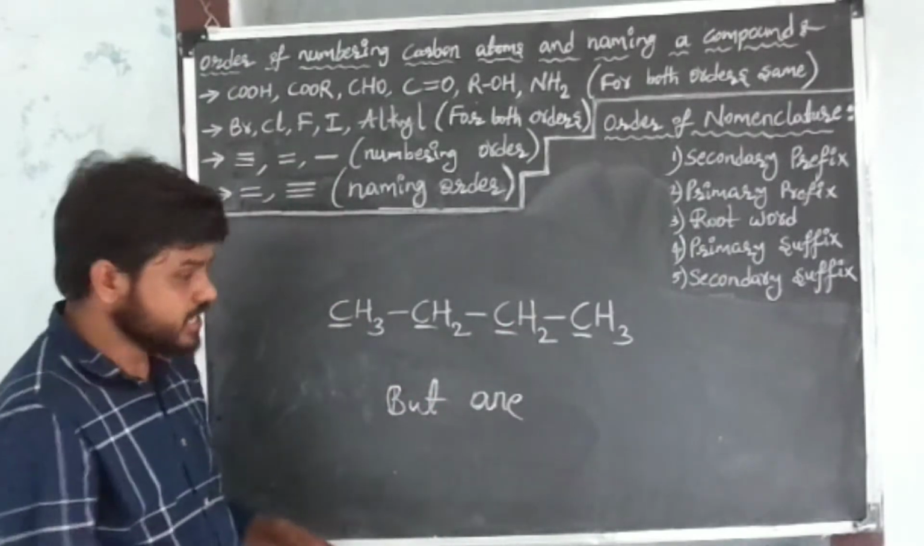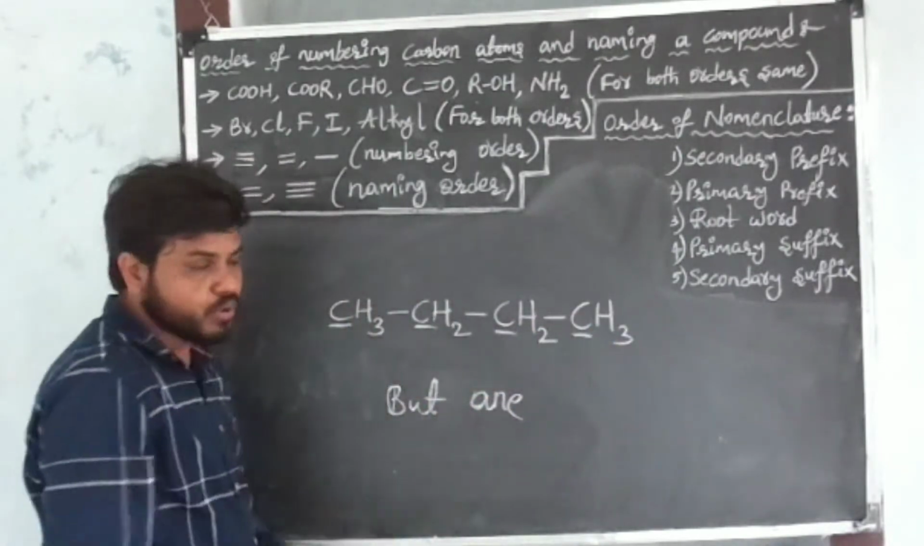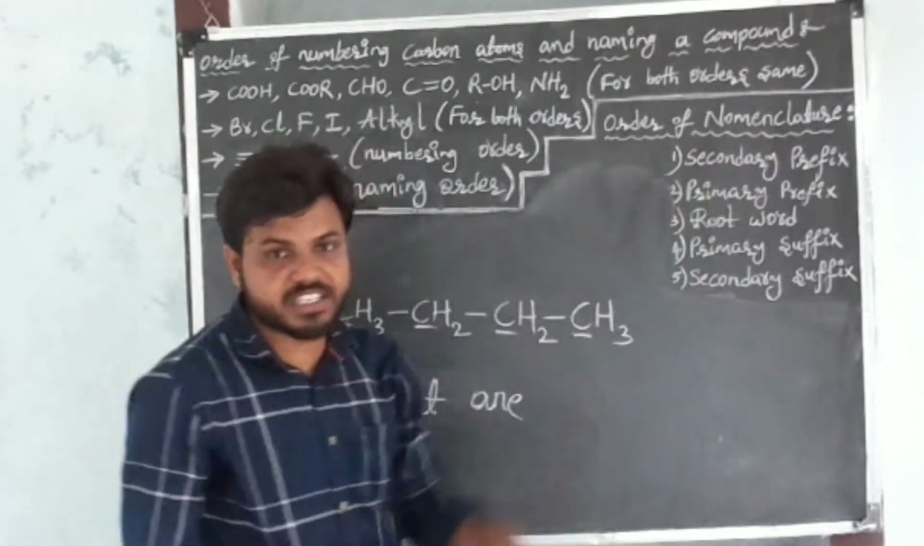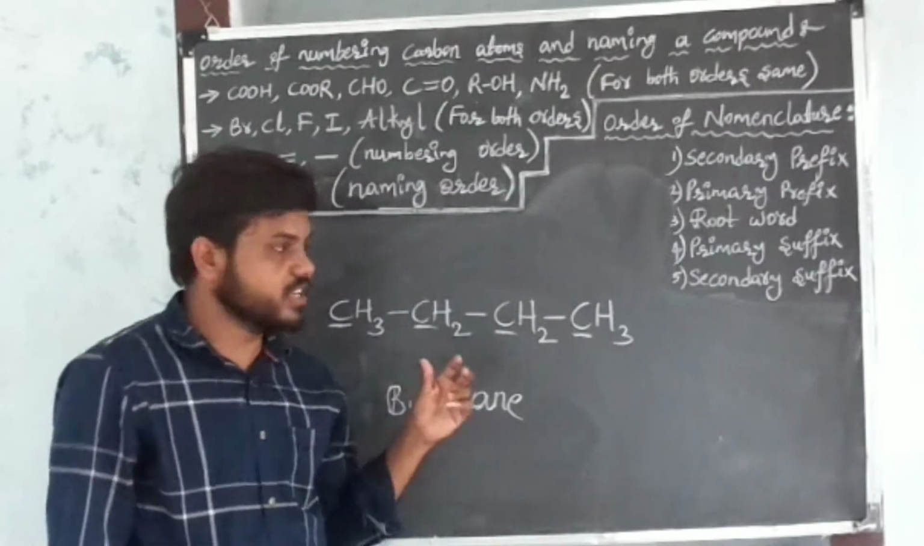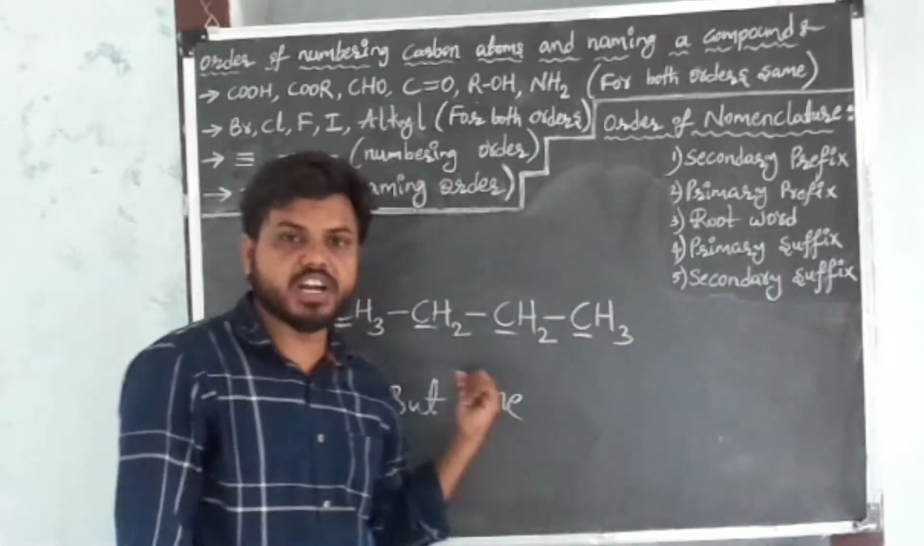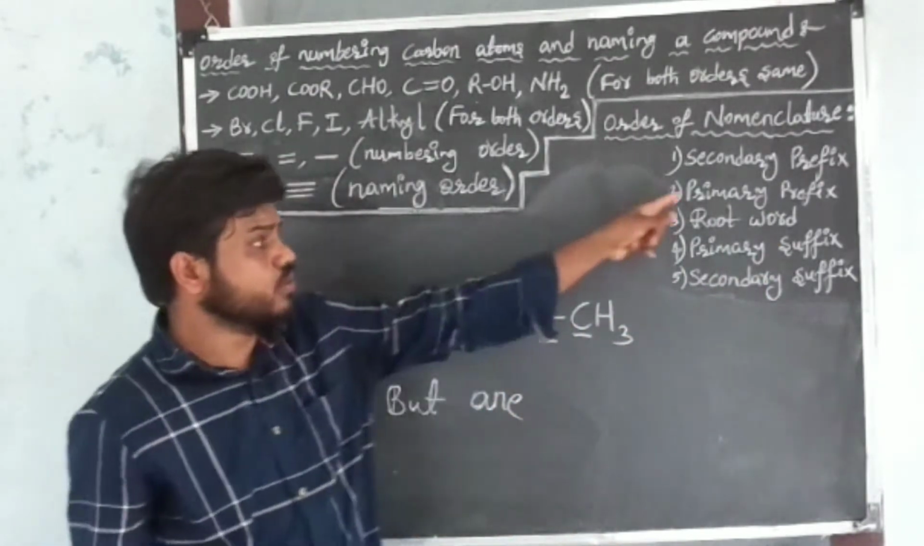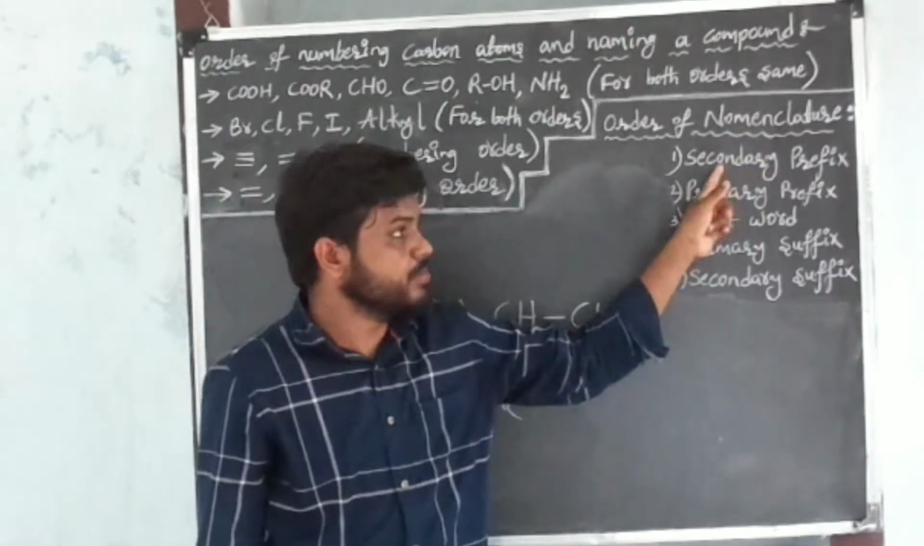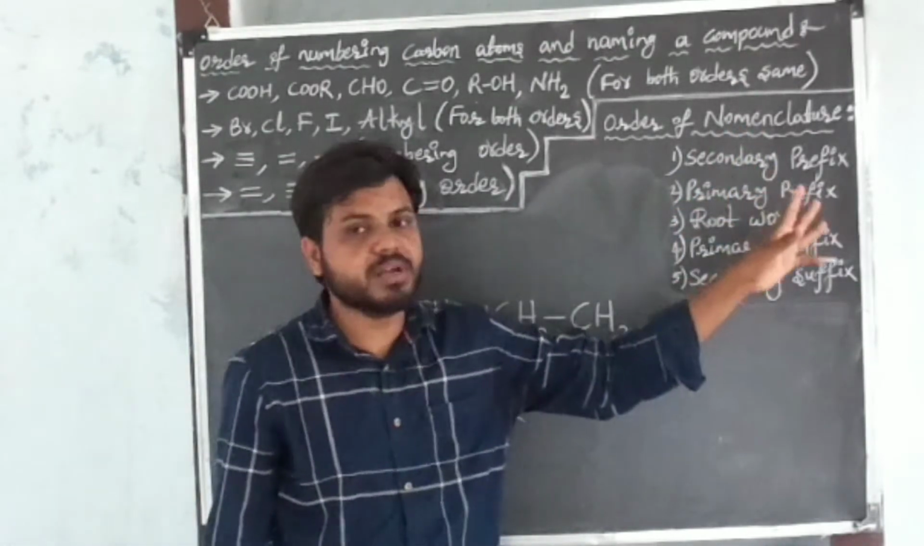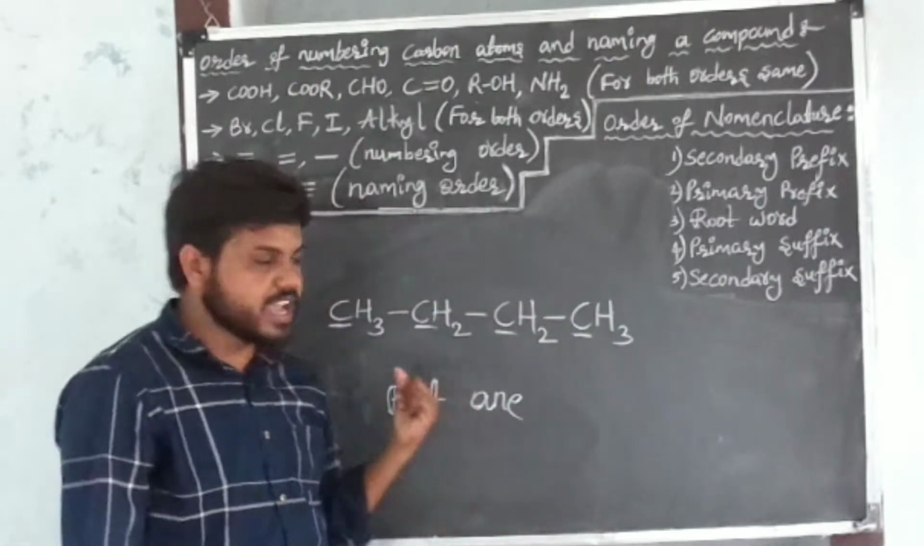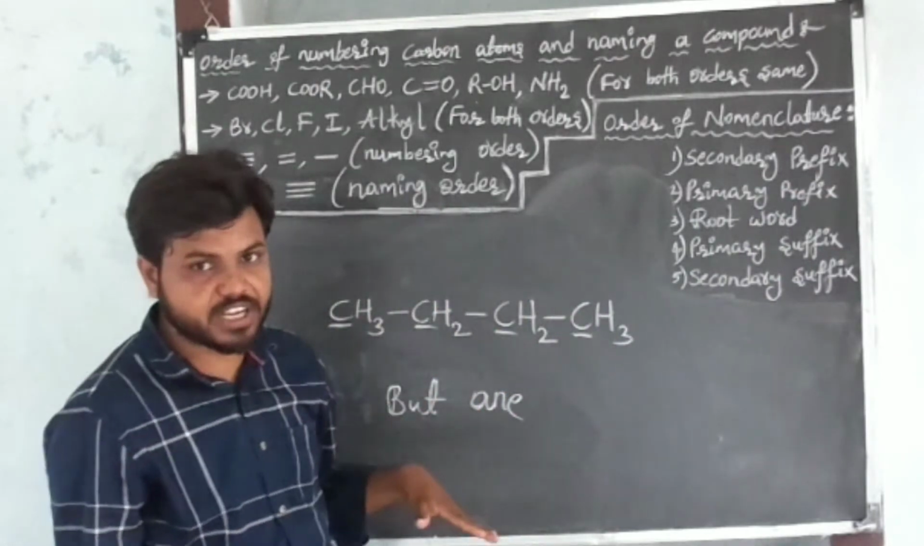I am repeating, this is the given carbon compound. In this, second prefixes are not there, meaning substituents are not there, and second suffixes are also not there, functional groups are also not there. Then go to the primary prefix. Primary prefix here is cyclic. Cyclic is also not present in the given carbon compound.